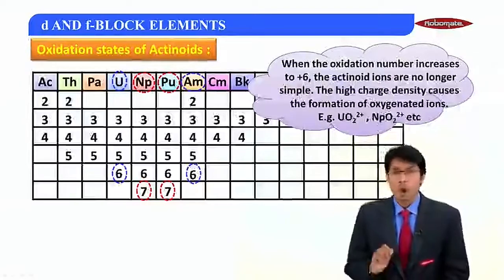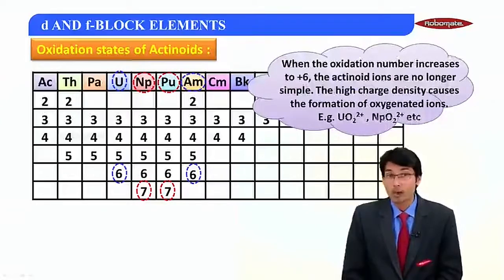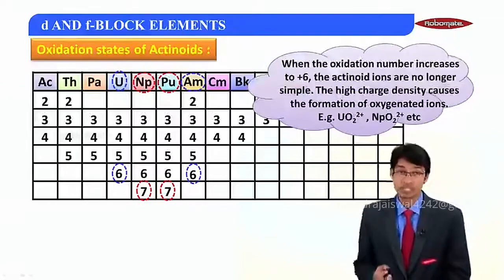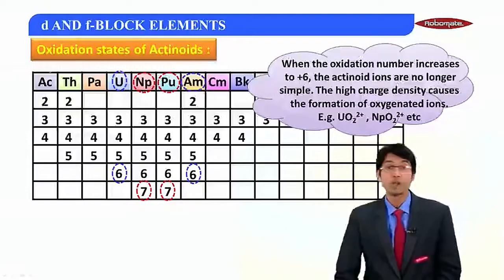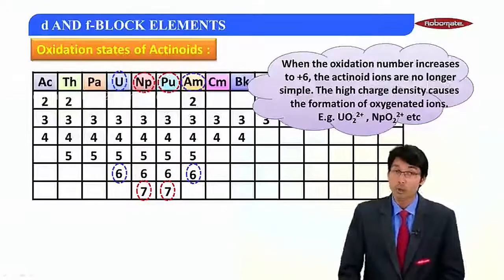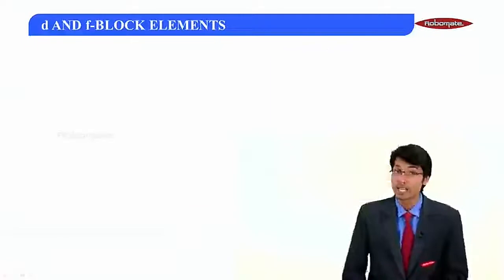As the oxidation number increases to +6, the actinide ions are no longer simple. Since the charge density, that is nuclear charge, increases, they form oxo ions, also called oxygenated ions, as in case of uranium and neptunium.